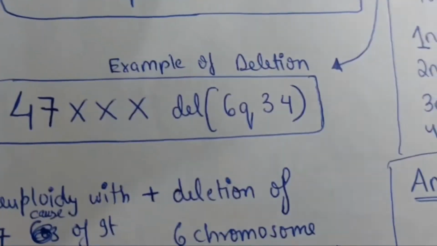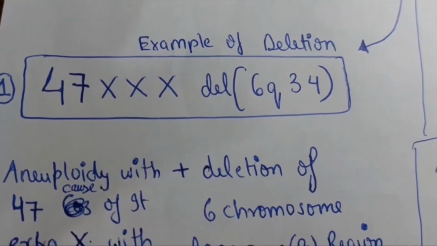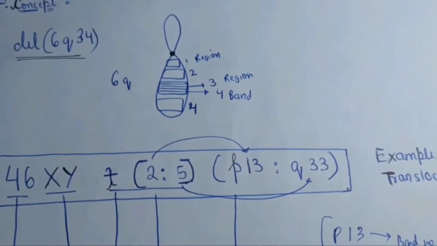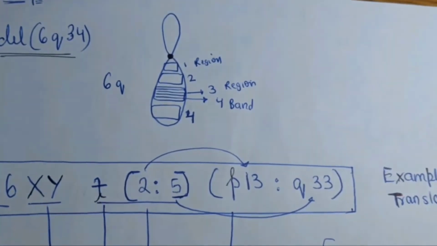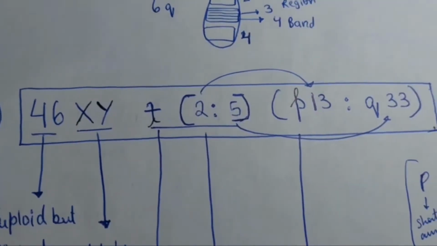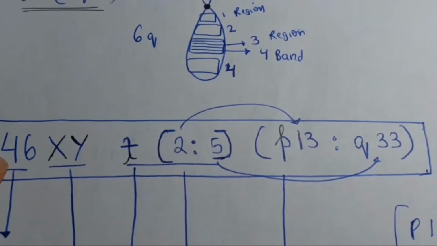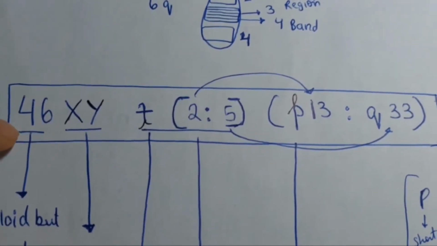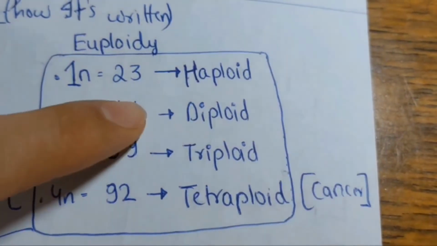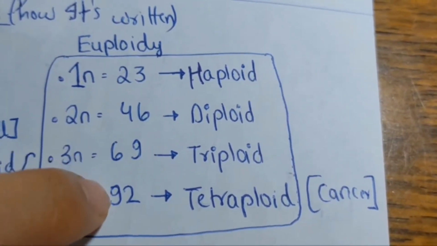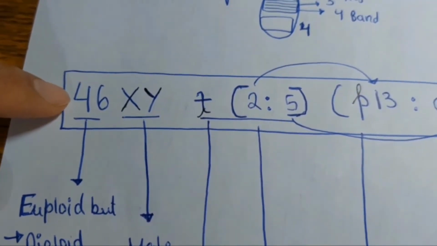So this is how we deciphered the genetic information given to us by the cytogeneticist. Now we will see an example where translocation has taken place. So this is the genetic information provided to us. Here we can understand that this person's total number of chromosomes is 46. So that means he is euploid, and in euploid he is diploid. Why? He has 46 chromosomes. As we remember, 46 is diploid, 69 is triploid, 92 is tetraploid, and haploid is 23. So that is why this individual is euploid but diploid.